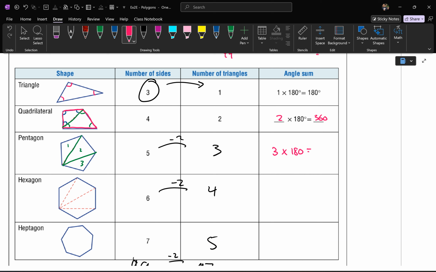Pentagon, oh sorry, Sully? Oh, no. Well, until we get to the end. But that's good. Good that you know the formula. 3 times 180. What's 3 times 180?